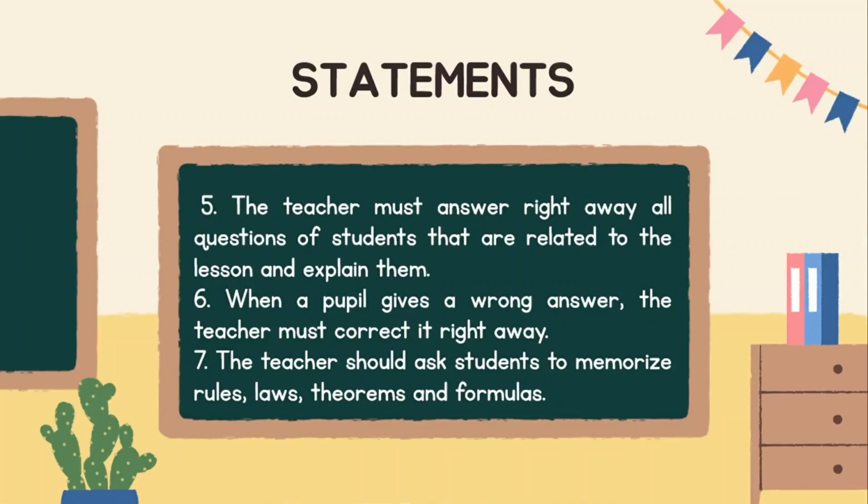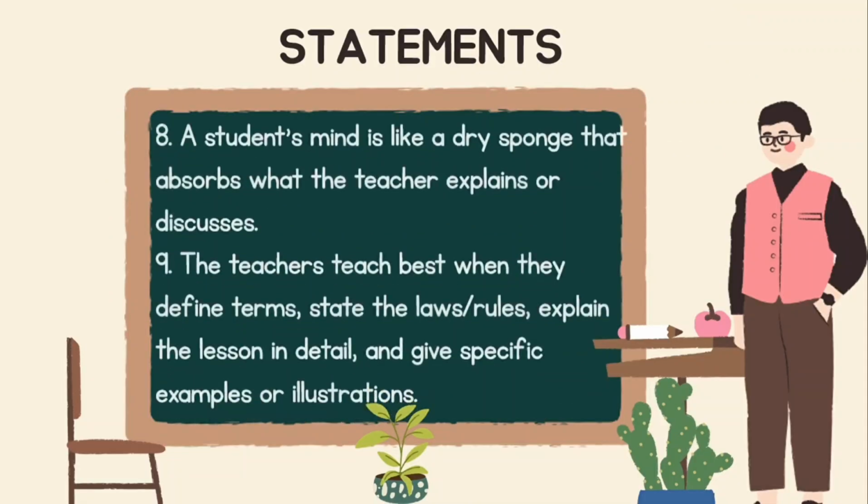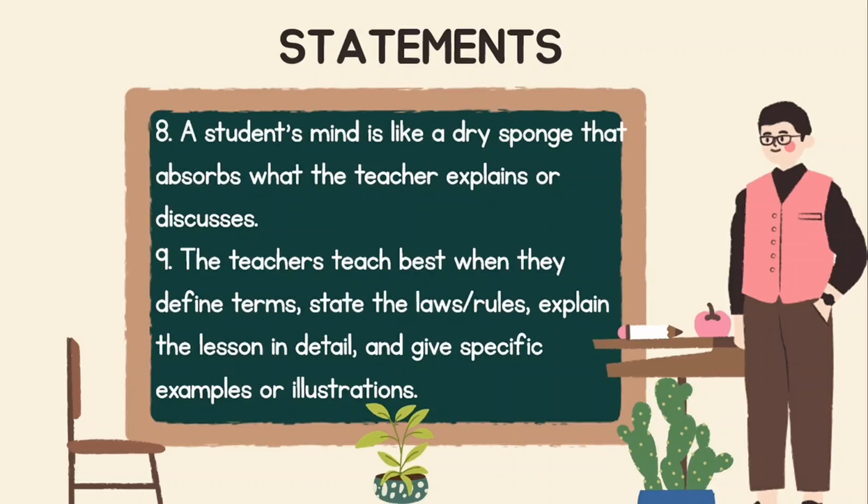6. When a pupil gives a wrong answer, the teacher must correct it right away. 7. The teacher should ask students to memorize rules, laws, theorems, and formulas. 8. A student's mind is like a dry sponge that absorbs what the teacher explains or discusses. 9. The teachers teach best when they define terms, state the law's rules, explain the lesson in detail, and give specific examples or illustrations.